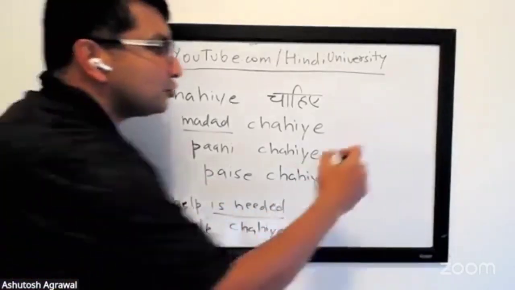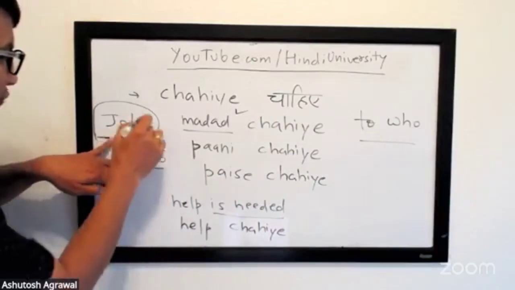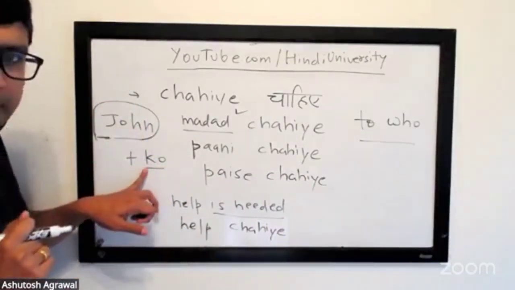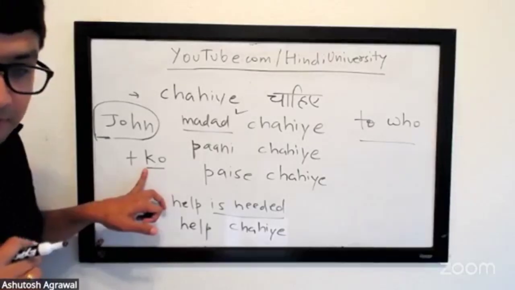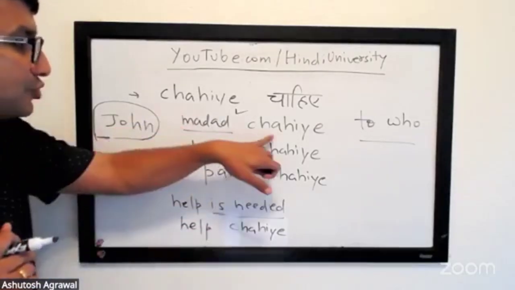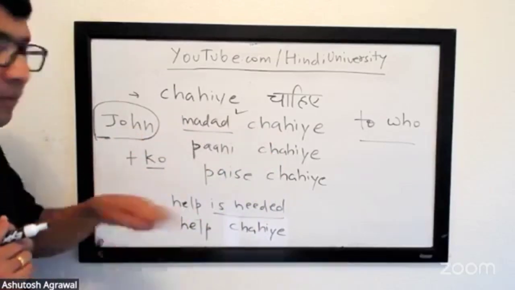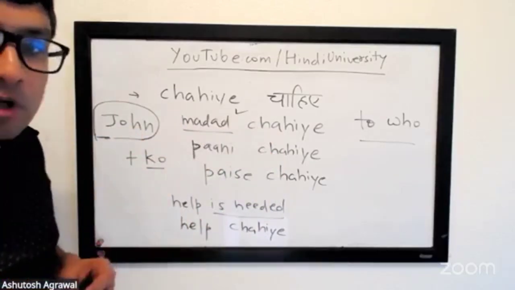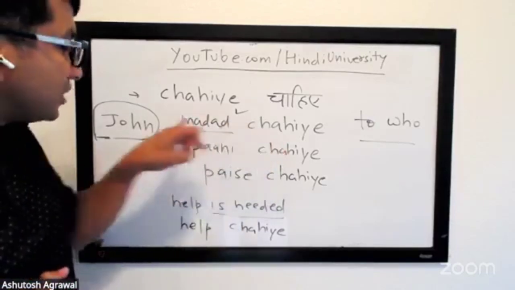Now the question is, to whom? To convey to whom, you have to use the subject with ko. Just like we say, John ko bukhar hai, John has fever. It works in a similar way. John ko madad chahiye. John ko pani chahiye. John ko paise chahiye. And all it means is John needs help. Okay? John ko madad chahiye.